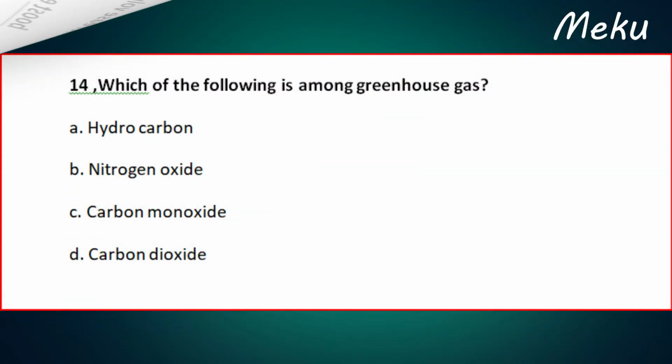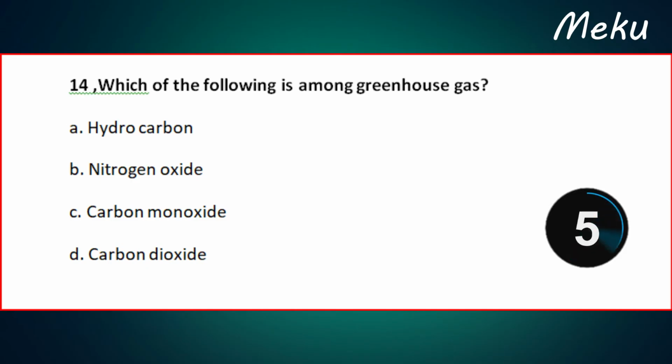14. Which of the following is among greenhouse gas? A. Hydrocarbon. B. Nitrogen oxide. C. Carbon monoxide. D. Carbon dioxide.